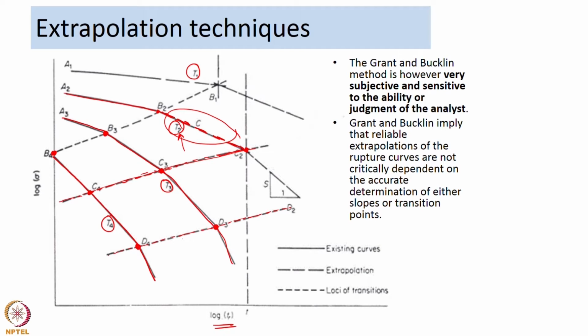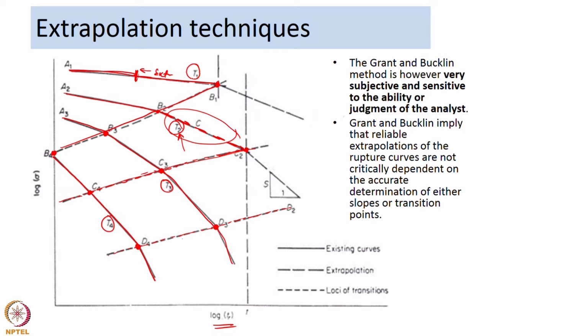Similarly for A1, say you have data up to only this point for temperature T1, but you know the loci of transitions from B. So, you have B4, B3, B2 connected and you can extend it up to B1. You can use this data and connect it up to B1. So, you can extrapolate data that was available till here to B1. This is basically the approach that Grant and Bucklin developed.